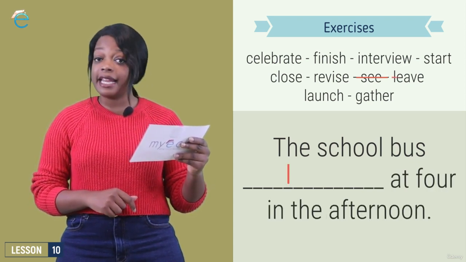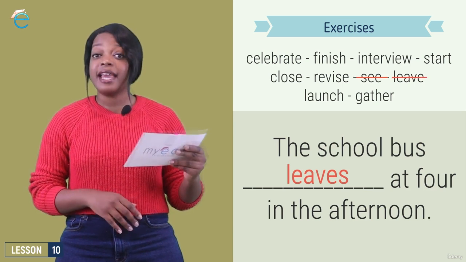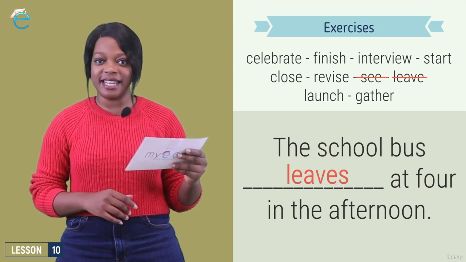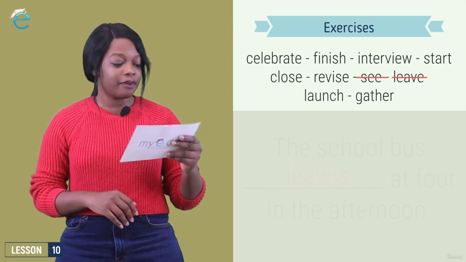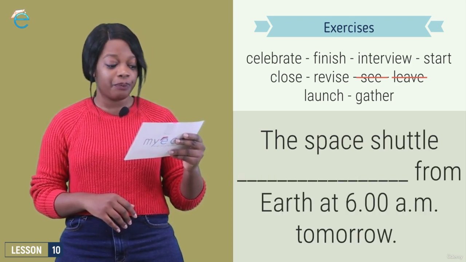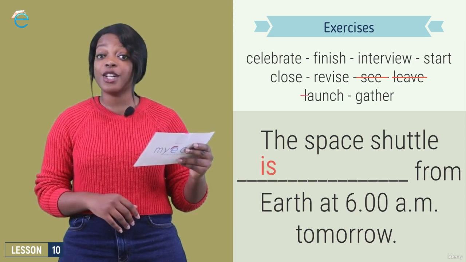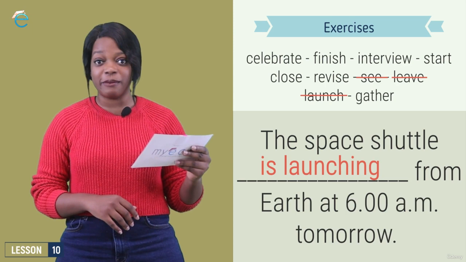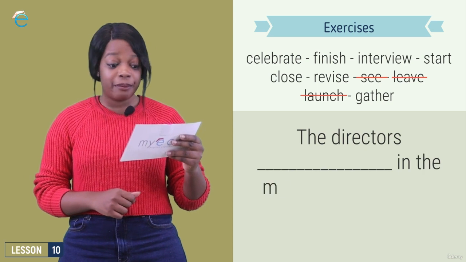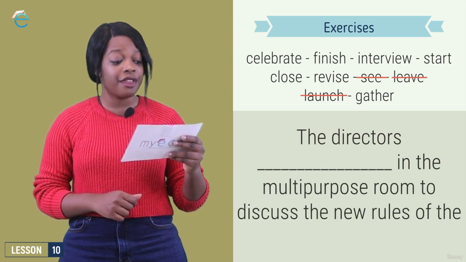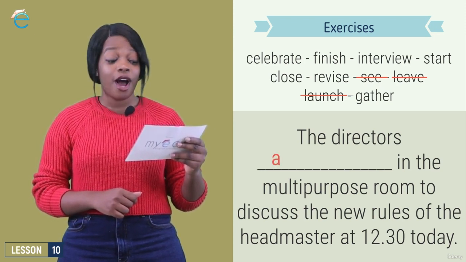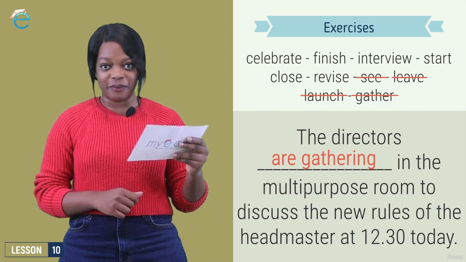Number 2, the school bus blank at 4 in the afternoon. The school bus leaves at 4 in the afternoon. That is a scheduled plan on a timeline. Simple present tense. Number 3, the space shuttle blank from Earth at 6 a.m. tomorrow. The space shuttle is launching from Earth at 6 a.m. tomorrow. Number 4, the directors blank in the multi-purpose room to discuss the new rules of the headmaster at 12:30 today. The directors are gathering in the multi-purpose room.